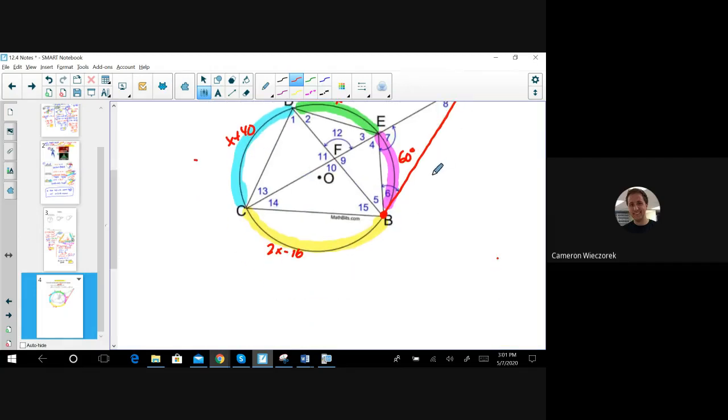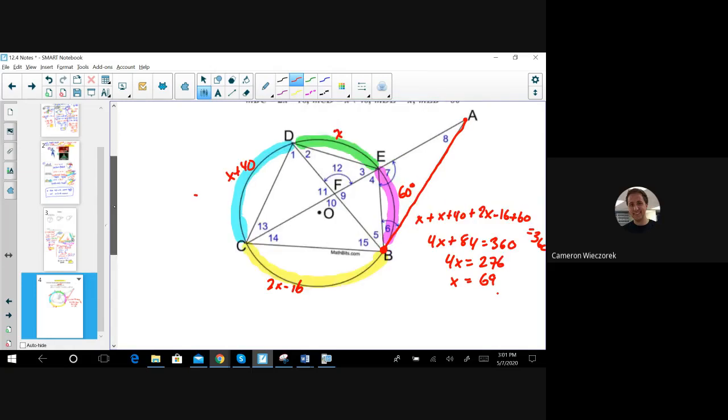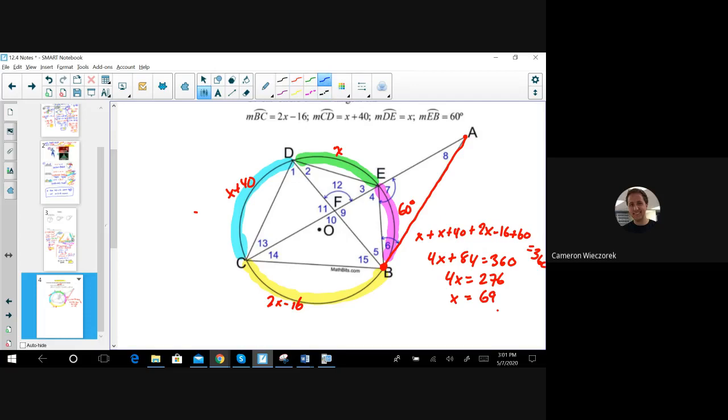So I get x plus 40 plus 2x minus 16 plus 60. All of those have to equal 360. So 4x plus 84 equals 360. Move the 84 over. 4x is 276. Divide by 4. x is 69. Okay, that's x though. That doesn't tell you what the arc measures are yet. That means you have to plug them back in now.